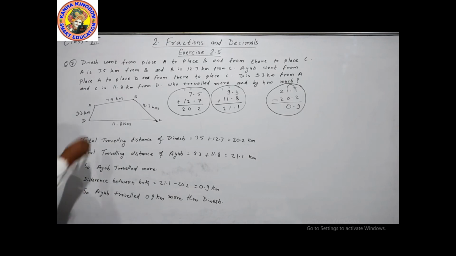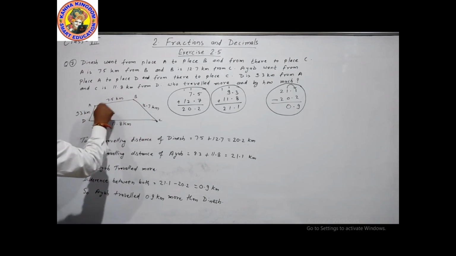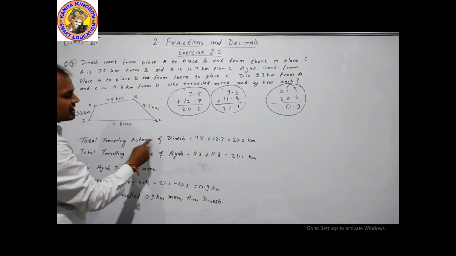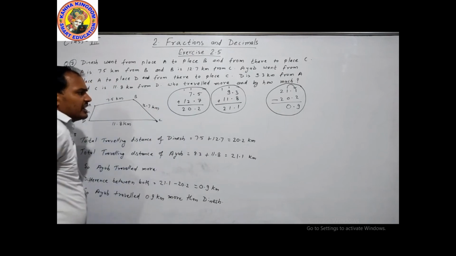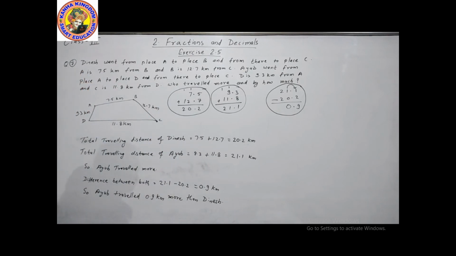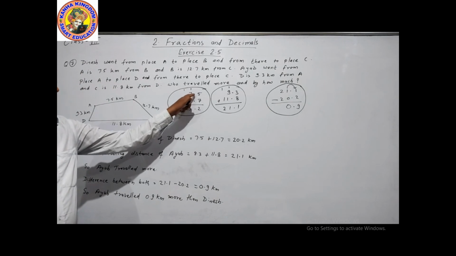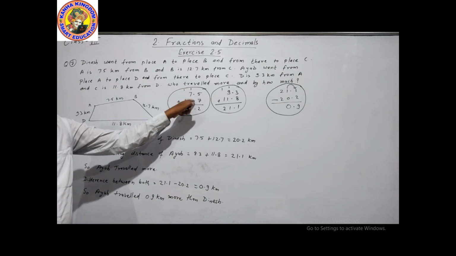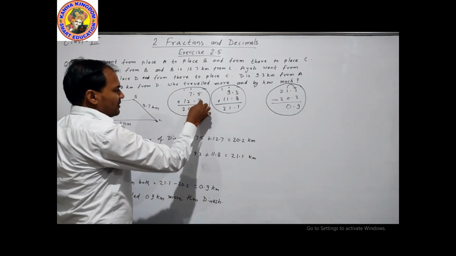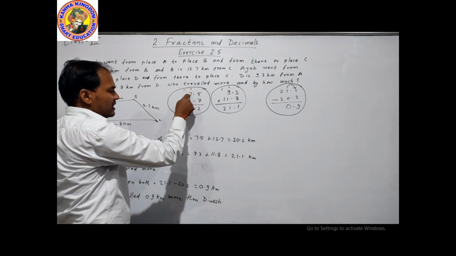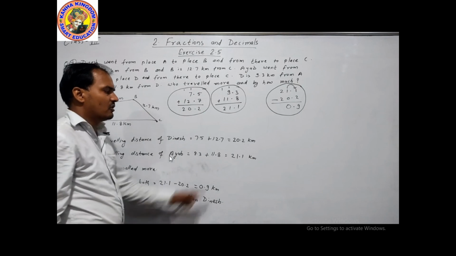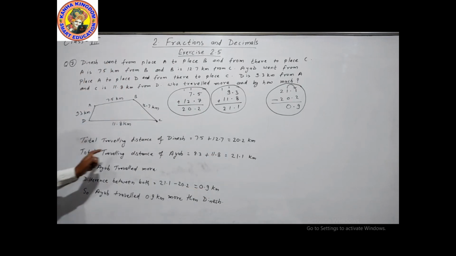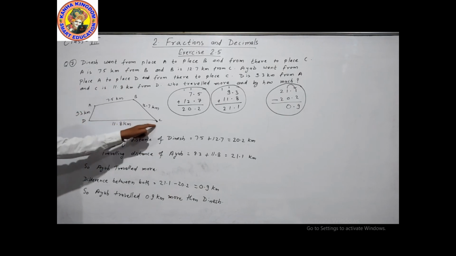First, Dinesh traveled from A to B and C. The total traveling distance of Dinesh is 7.5 plus 12.7. We take it in our rough copy. The decimal point will be situated at the same position. Now in addition: 5, 7, 12, 1, 1, 7, 8, 8 and 2, 10, 0, 1, 1, 1, 2. The answer is 20.2.